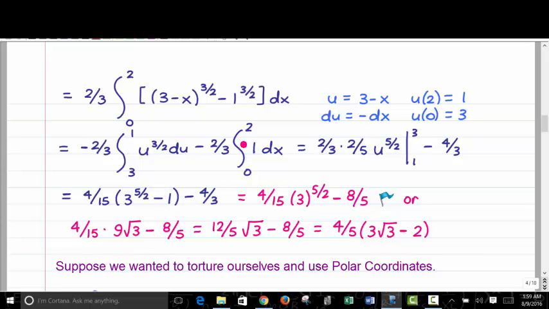And this integral is just going to be the antiderivative of dx, which is just x. 2 minus 0 is 2, so you're just going to have 2 times 2/3 with a negative there, which makes that 4/3. So we have 4/15, those two fractions, times what's in parentheses minus 4/3. Technically that's a good enough answer, really, but I went ahead and distributed it out.